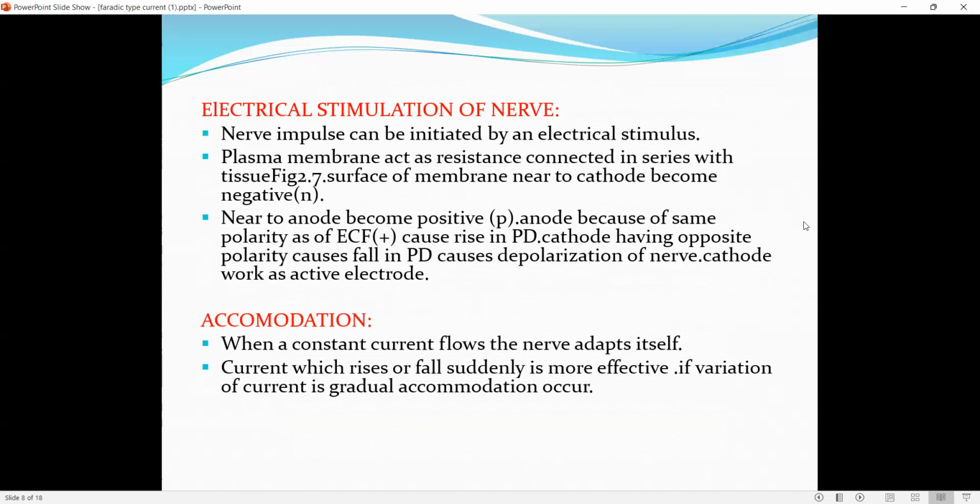Accommodation: when a constant current flows, the nerve adapts itself. A current which rises or falls suddenly is more effective. If the variation of the current is gradual, accommodation occurs.